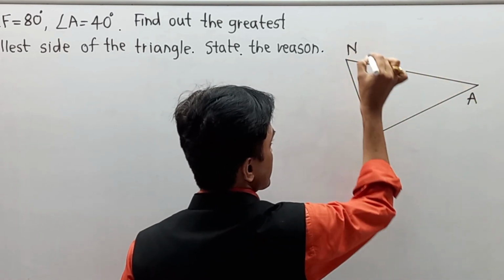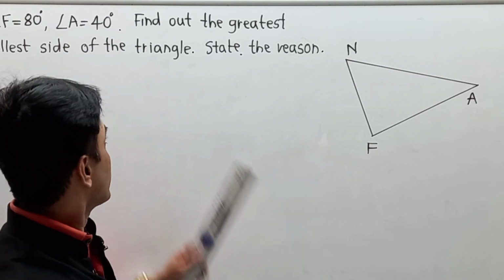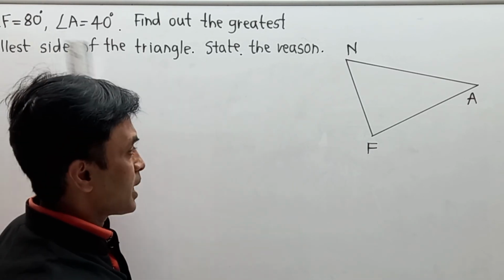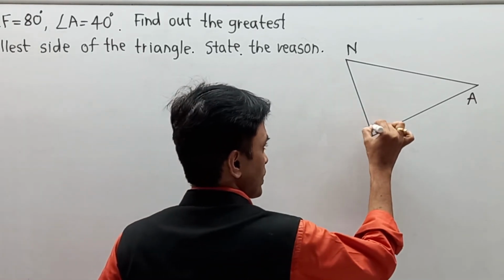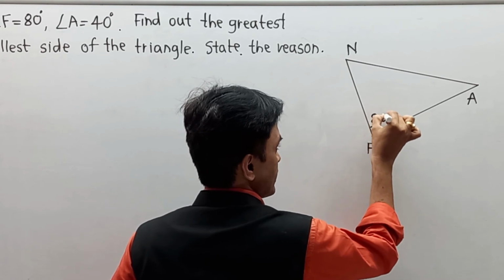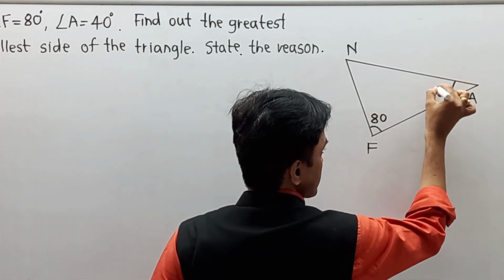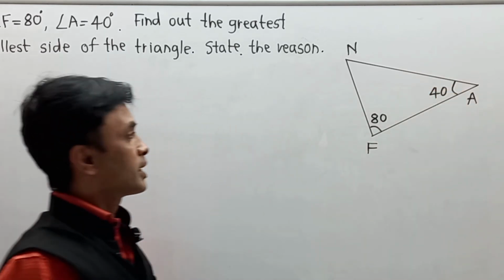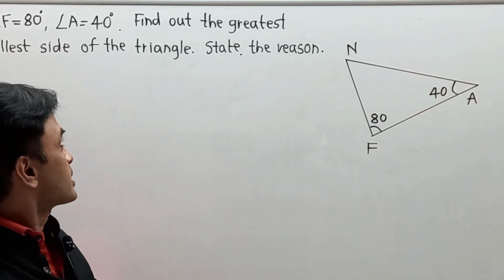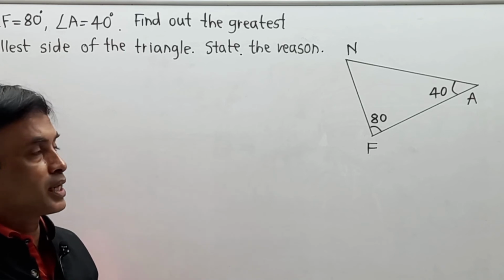So this is a given triangle FAN. Among them, angle F is 80 degrees and angle A is 40 degrees. Then find the greatest and the smallest side of the triangle. Give the reason.